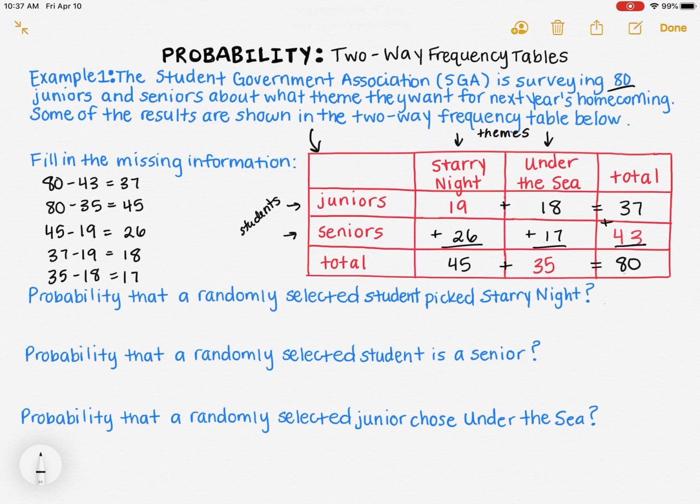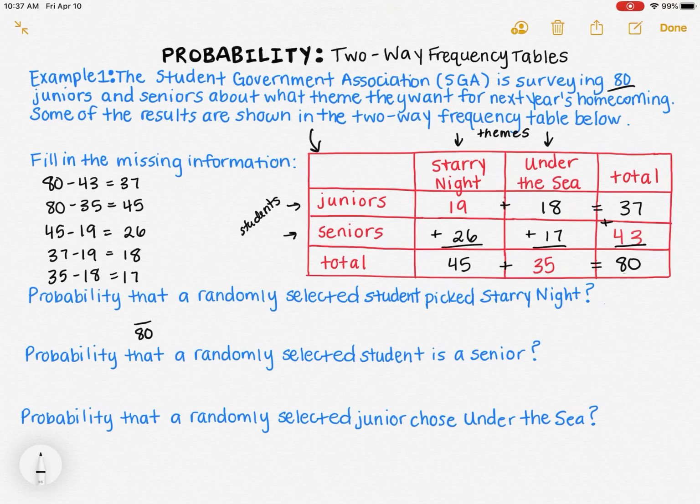Now we have a few questions about probability to answer. First, we're being asked, what is the probability that a randomly selected student picked Starry Night? With probability, I need the number of ways this event could occur divided by the total outcomes. Since there are 80 total students, those are the total possible students that could be asked. So my probability is going to be out of 80, because that's the total number of students. And then I want to know the probability that a student picked Starry Night.